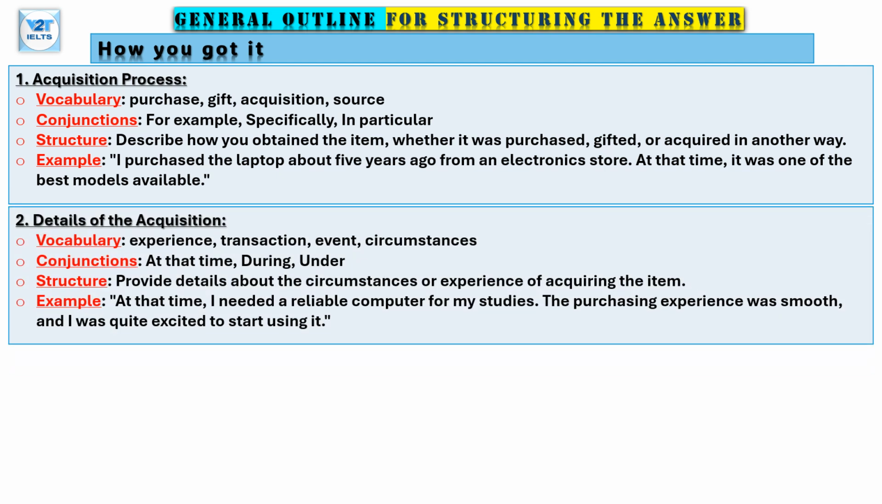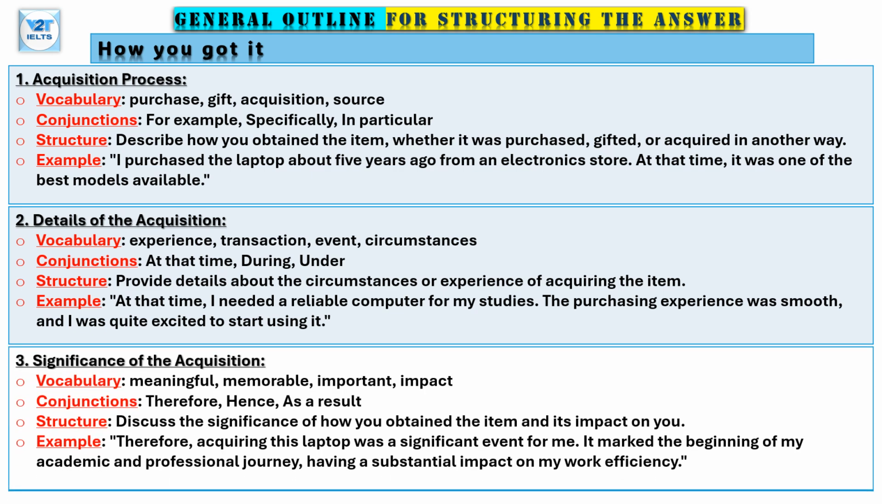2. Details of the acquisition. Vocabulary: experience, transaction, event, circumstances. Conjunctions: at that time, during, under. Structure: provide details about the circumstances or experience of acquiring the item. Example: at that time, I needed a reliable computer for my studies. The purchasing experience was smooth, and I was quite excited to start using it.